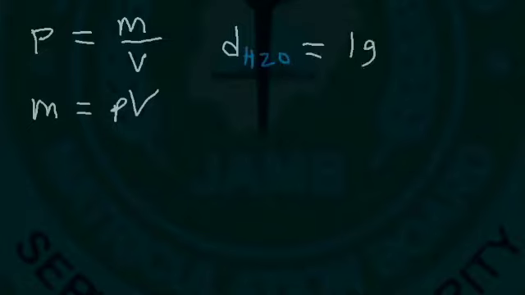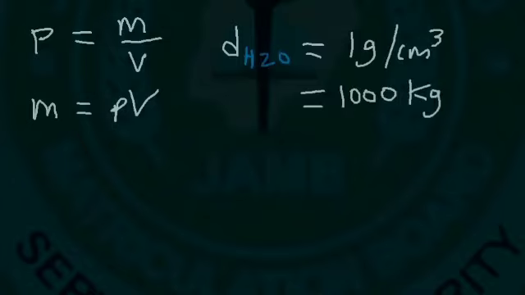The density of an object is the mass divided by the volume. This symbol is also known as rho. Now don't confuse it with pressure, which I'm going to use capital P. Now if you rearrange the equation, mass is density times volume. The density of water is about 1 gram per cubic centimeter. This is also equal to 1,000 kilograms per cubic meter.